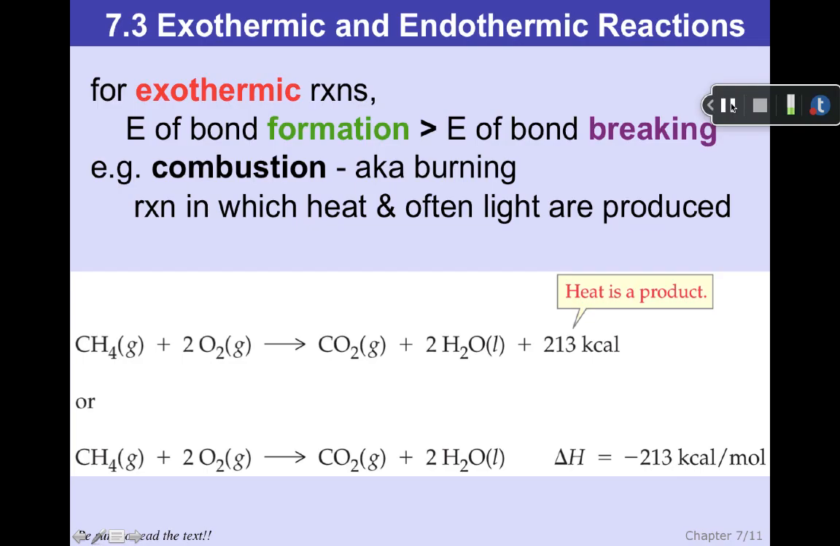Hello, Chem 115 students. Another conversation about exo and endothermic reactions and how the heats of reactions are calculated, where it comes from. Exothermic and endothermic reactions.